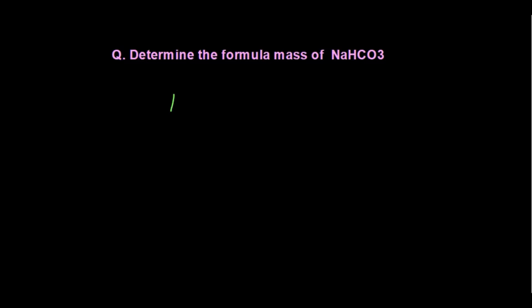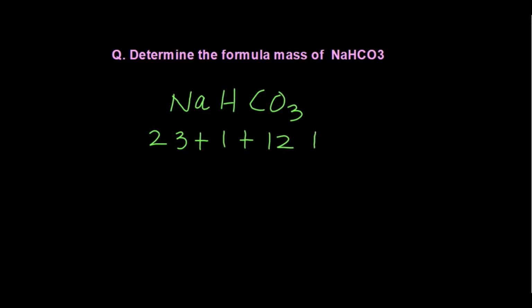In the next question, we are asked to determine the formula mass of sodium hydrogen carbonate, which is also known as sodium bicarbonate. So we will write the formula unit of sodium hydrogen carbonate, that is NaHCO3. Atomic mass of sodium is 23 atomic mass unit plus atomic mass of hydrogen is 1 atomic mass unit, atomic mass of carbon is 12 atomic mass unit, and atomic mass of oxygen is 16 atomic mass unit. Since here we have 3 atoms of oxygen, so we multiply 16 with 3.